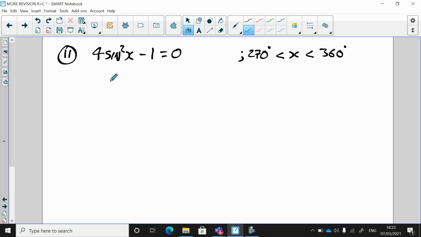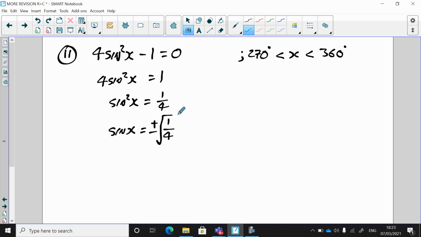Okay, so let's rearrange that. 4 sine squared x equals 1, sine squared x equals 1 over 4. Remember, because you're square rooting here, we need a plus or minus the square root of a quarter. You square root a quarter, square root at the top, you get 1, square root at the bottom, you get 2. So what we're looking at here is sine x equals plus or minus a half.